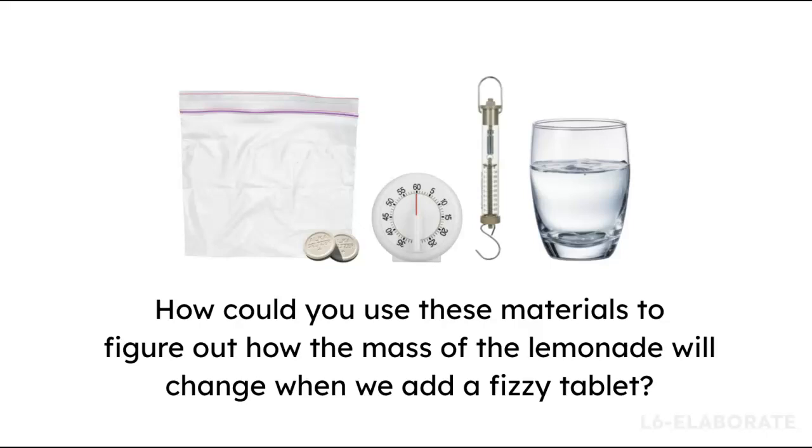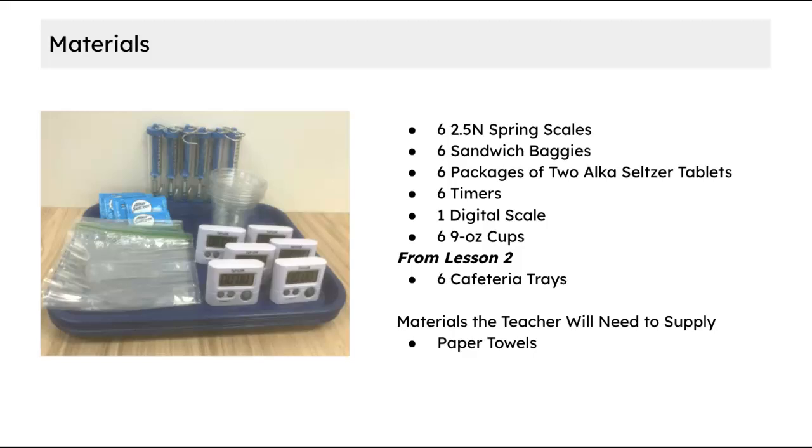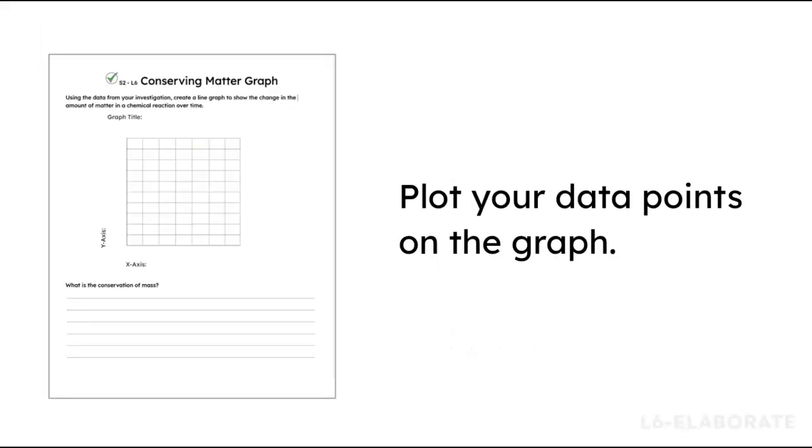You'll place students into groups and pass out the trays with the needed materials. You'll give students an opportunity to work with their groups and plan their investigations on the Matter and Chemical Changes student journal page. See the teacher tutorial slides with setup and procedures. Students should also plot their data points on the graph to see the change in mass over the length of the chemical reaction. The graph is on the Conserving Matter Graph student journal page.